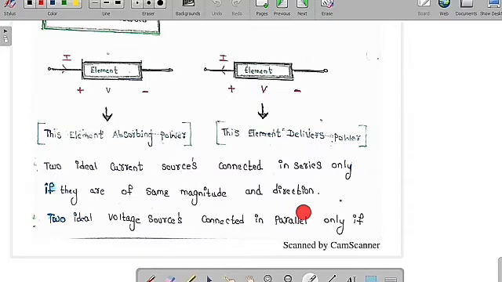Otherwise, the KCL is not going to get satisfied. That is the reason whenever you want to connect two ideal current sources in series, definitely their magnitude values should be equal and also their directions should be equal.